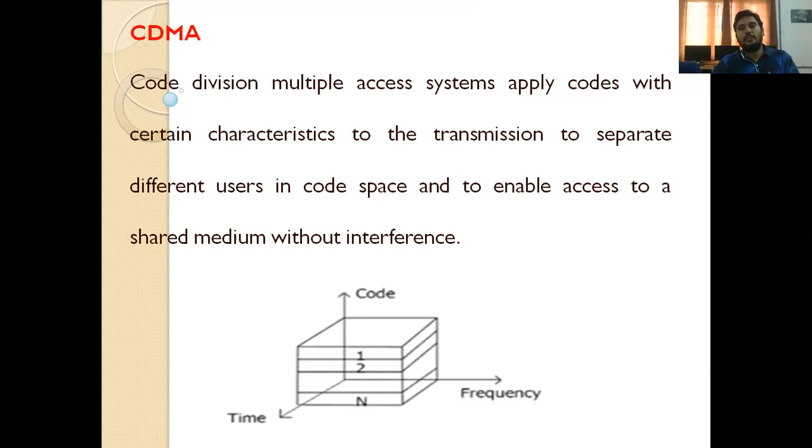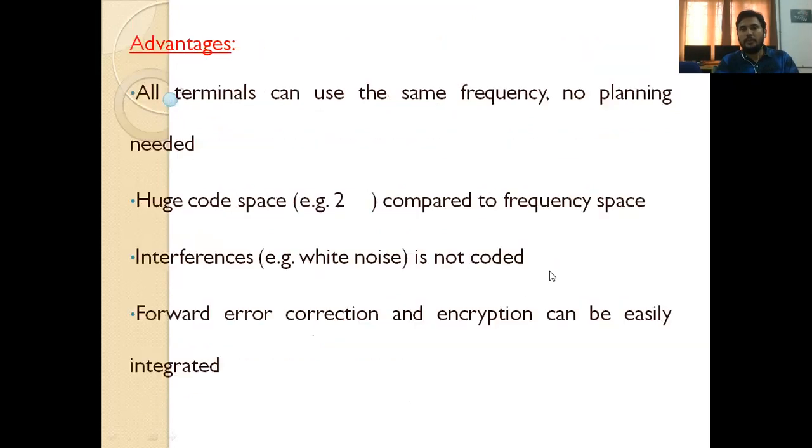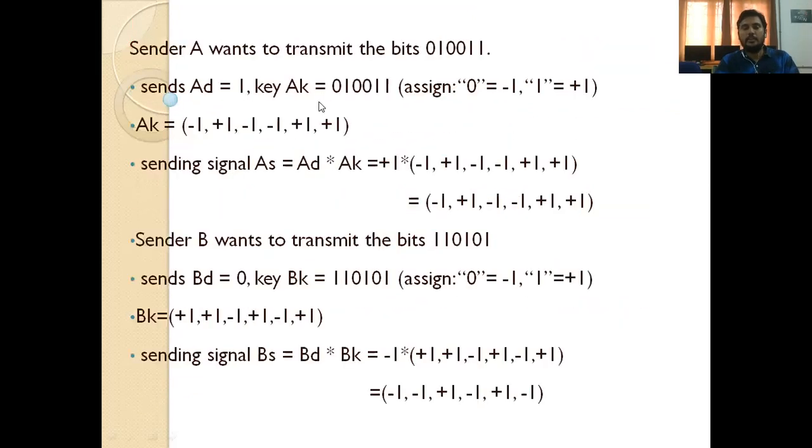To overcome these FDMA and TDMA problems, we use the flexible CDMA. At a time, we transmit multiple senders' data by combining one with another. How is the data combination done? We apply a code to combine the signals.